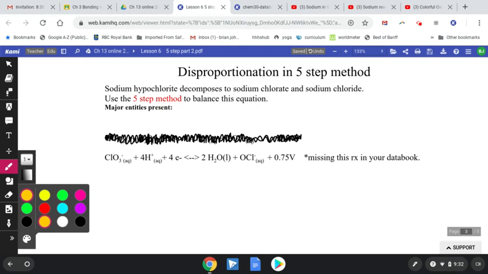Okay. Here's another disproportionation reaction. This one's a little trickier. So we have sodium hypochlorite decomposing. That's it, one reactant. Sodium hypochlorite, NaOCl, which would dissociate into Na plus, OCl minus, and water. Those are the only entities present.